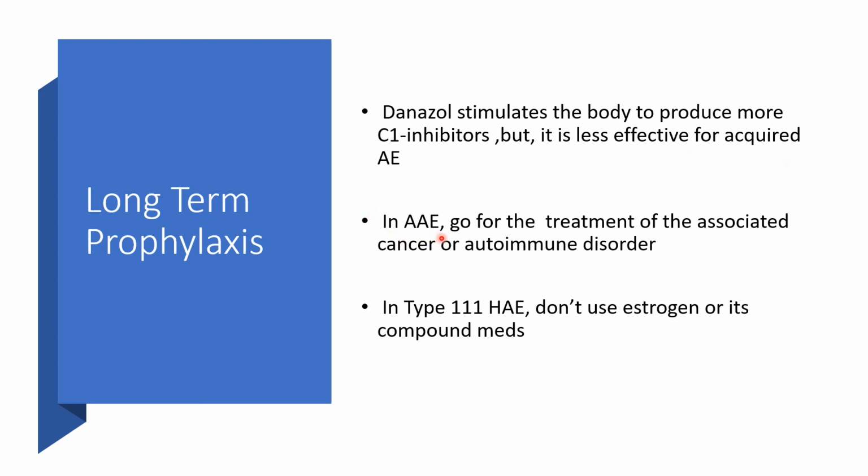In acquired angioedema, you have to go for the treatment of the associated cancer. Remember, acquired angioedema will either be as a result of malignancy or autoimmune condition. So, get hold of the malignancy or the autoimmune condition, and you can be sure you are helping the patient out of acquired angioedema. In type 3 of hereditary angioedema, please, the advice is keep estrogen off the table.